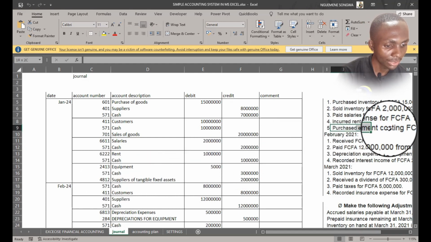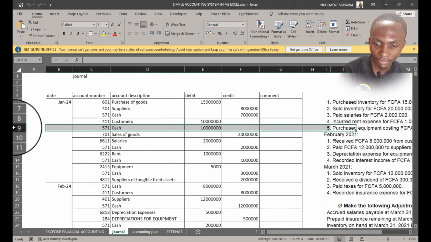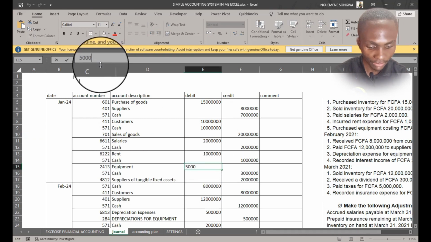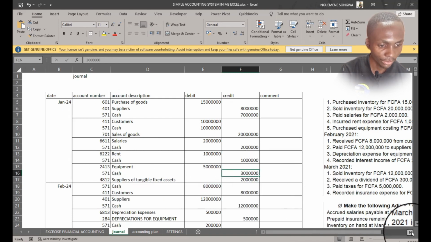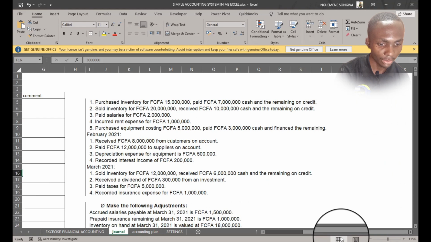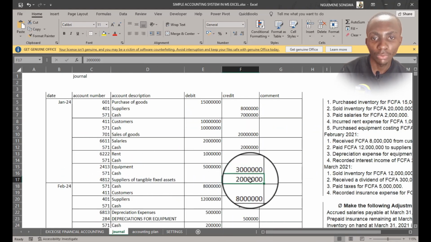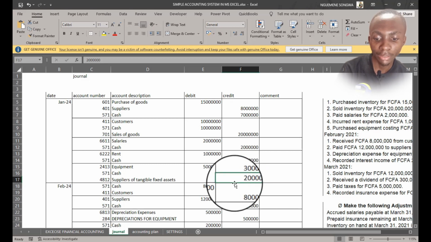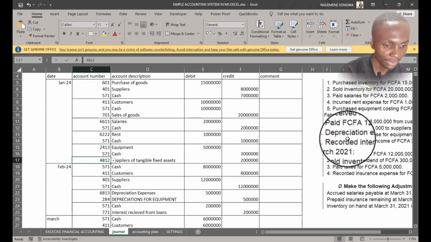Next transaction, we have purchase equipment costing 5 million. Purchase equipment, so we will have to debit the equipment account. And here there is a mistake. I'm supposed to put 5 million. And 3 million was paid by cash according to the transaction, and the rest was financed. So 3 million was paid by cash and the remaining goes to an account prepared for suppliers of a tangible fixed asset, so that the day we pay the suppliers, we will then debit this account to the credit of the means of payment. So those are the transactions for January.